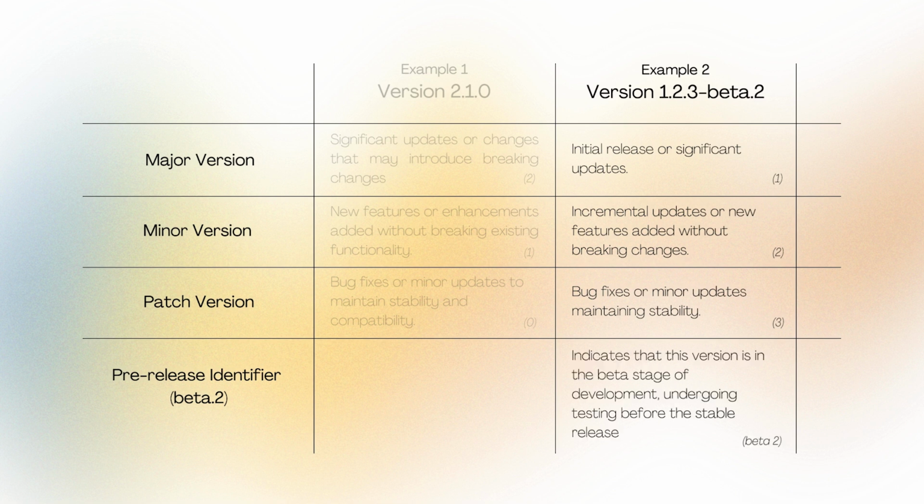The pre-release identifier, such as stated in here, beta.2, indicates that the version is in the beta stage of development, which means it's still undergoing testing before the final stable release.